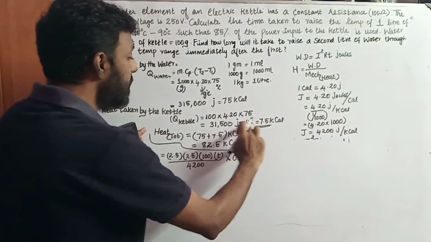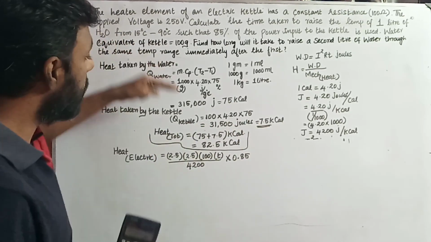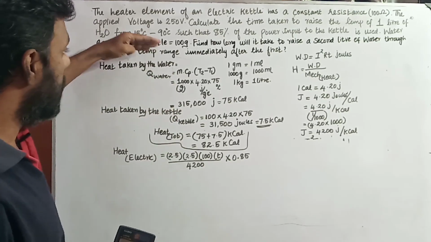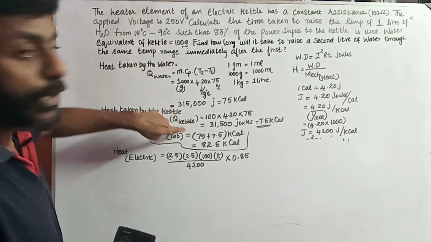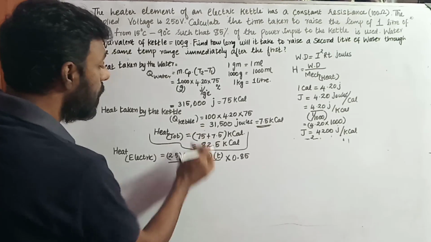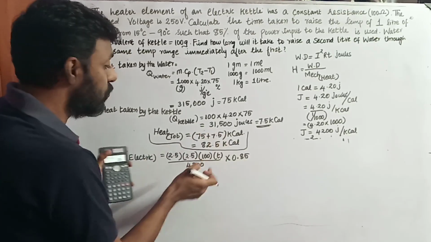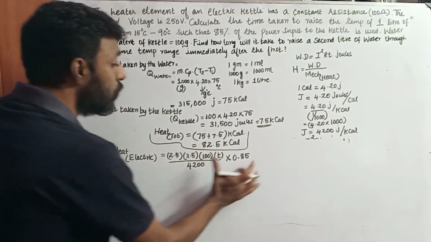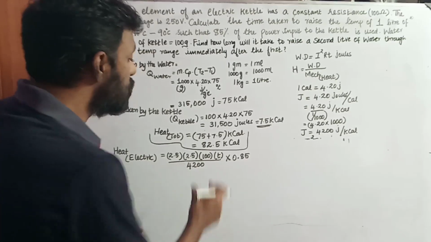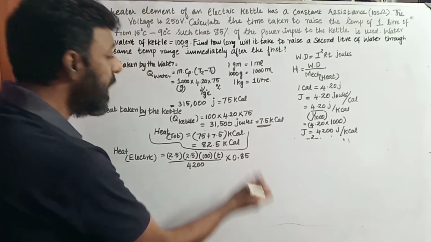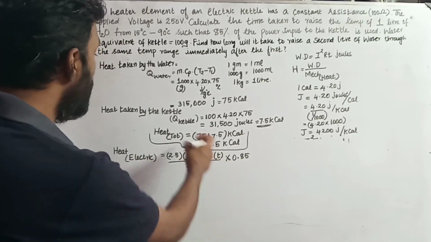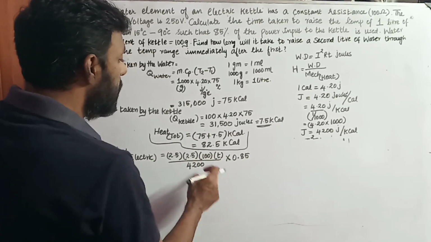And this is the heat energy which we derived by taking into account Q water and Q kettle. Both are total heat energy. This is also total heat energy by electric means. So we need to equate them.